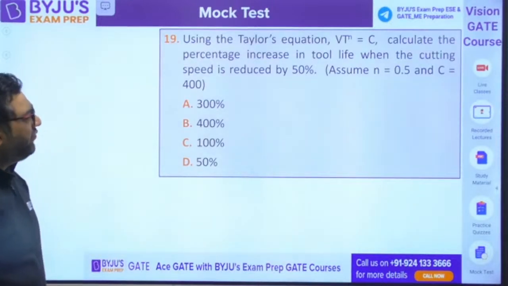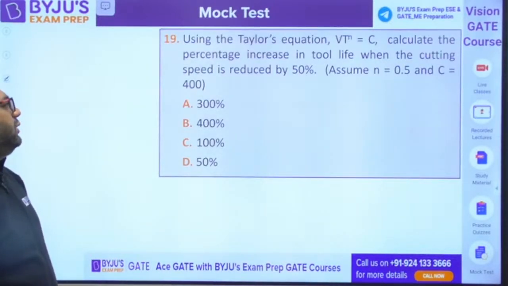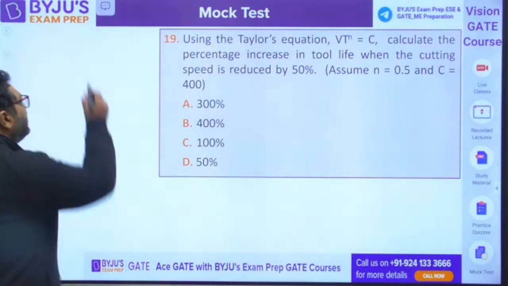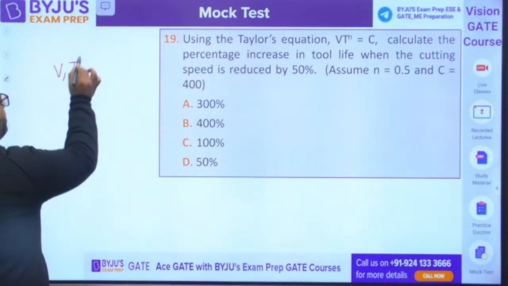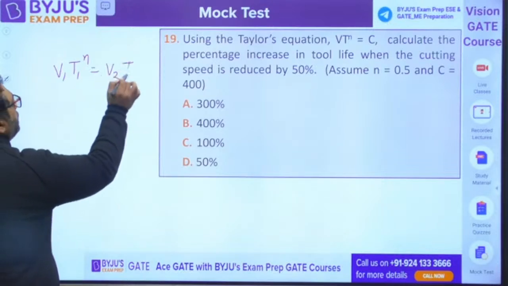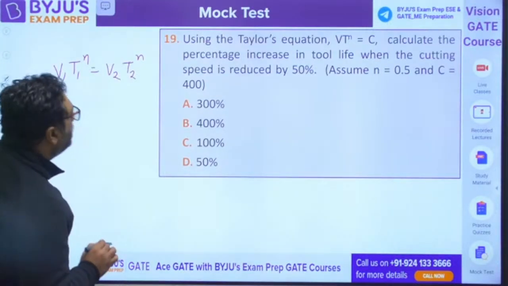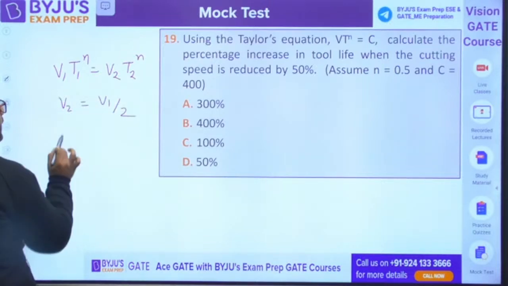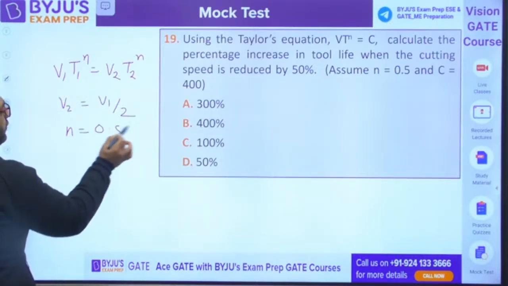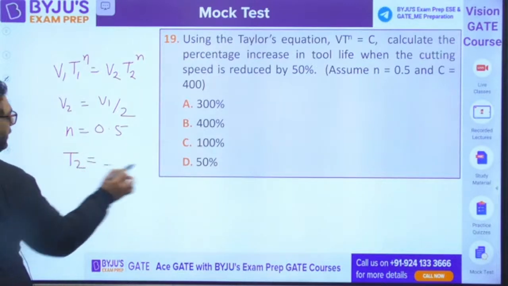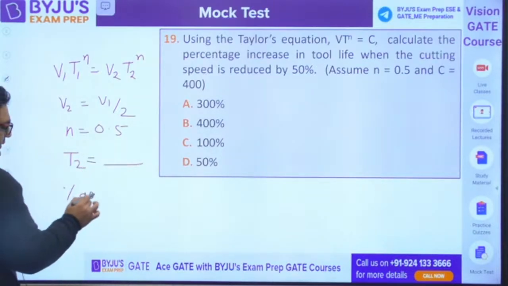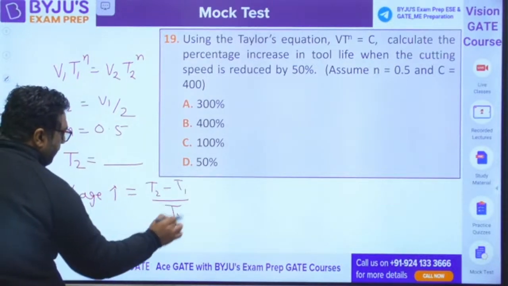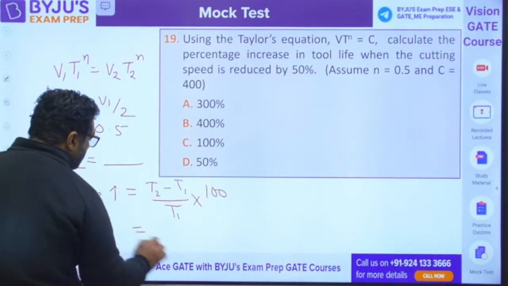Using the Taylor tool-life equation, V T to the power n is constant. Calculate the percentage increase in the tool life when the speed is reduced to half. You can say V1 T1 to the power n equals V2 T2 to the power n. Here V2 is V1 by 2 and n is equal to 0.5. You will be able to find T2. Then the percentage increase is (T2 minus T1) by T1 into 100. Solve it and get the answer.